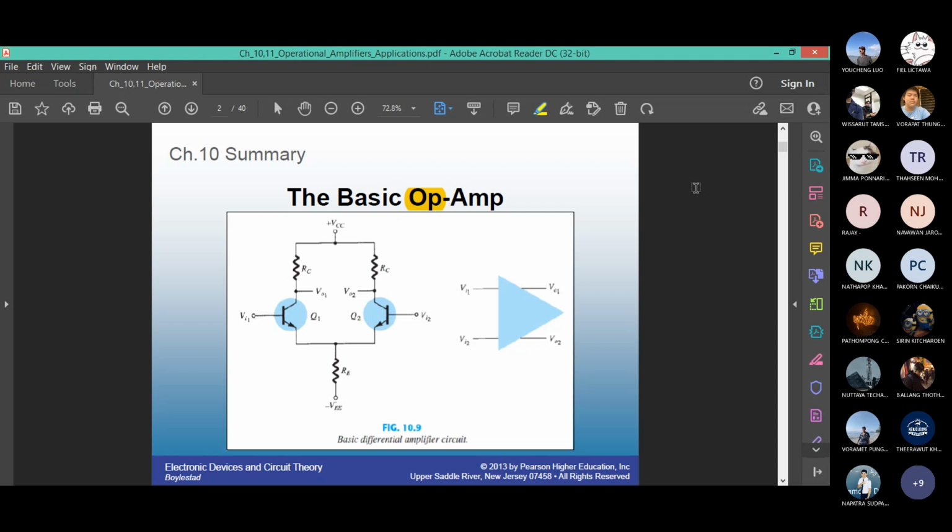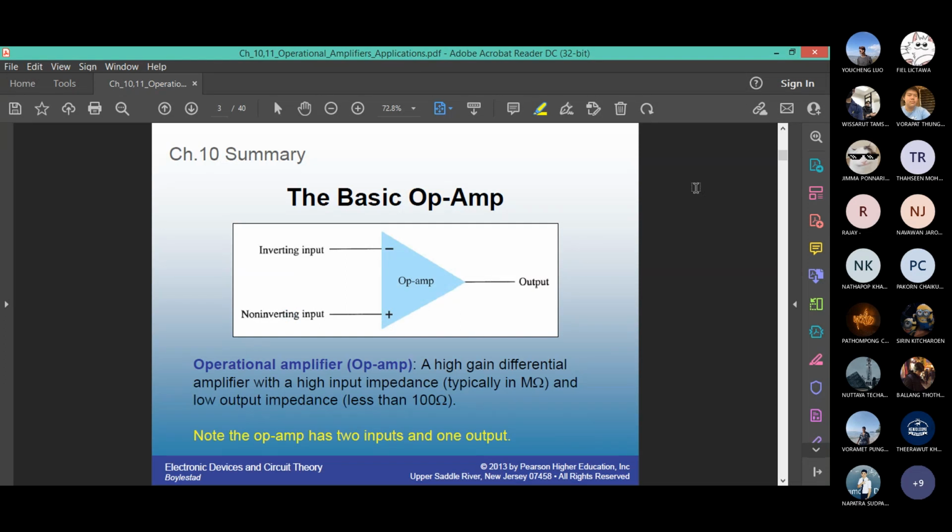That's why there is one parameter in the op-amp which is very important. It's called CMRR, common mode rejection ratio. And most of the common mode input is due to the noise. So if you have a high CMRR value, high rejection ratio, it means the amplifier is quite good at suppressing noise.